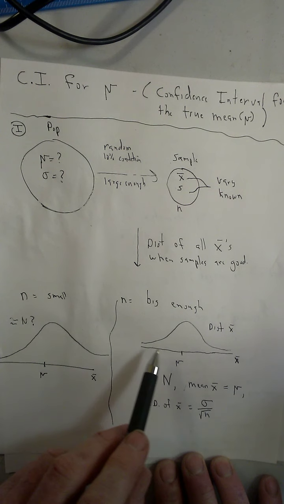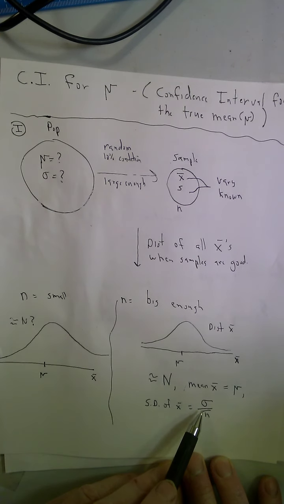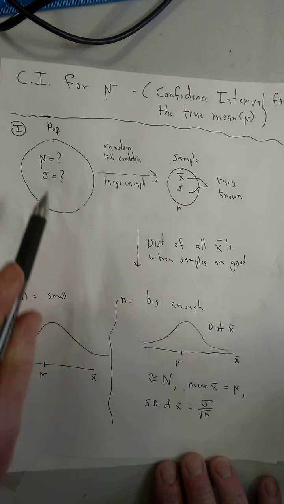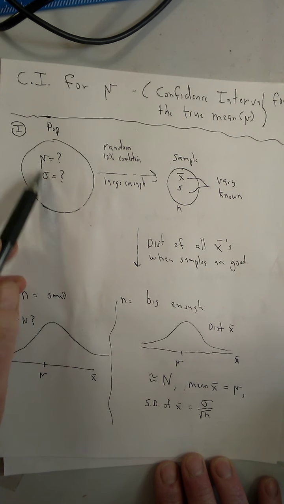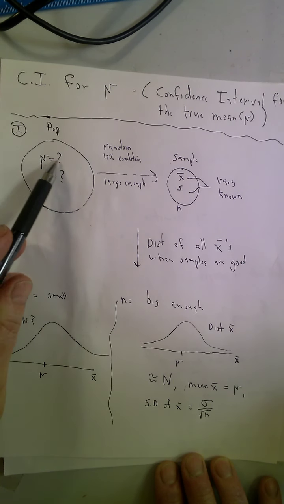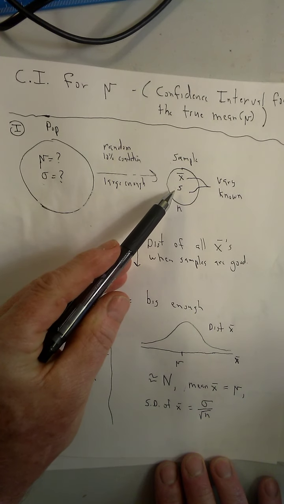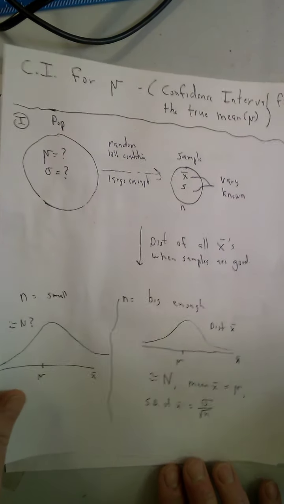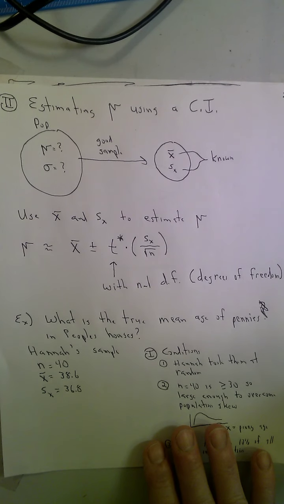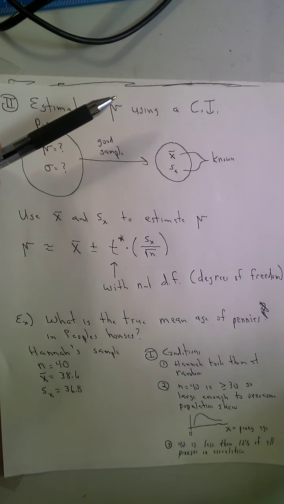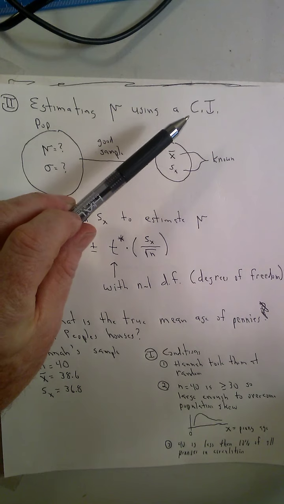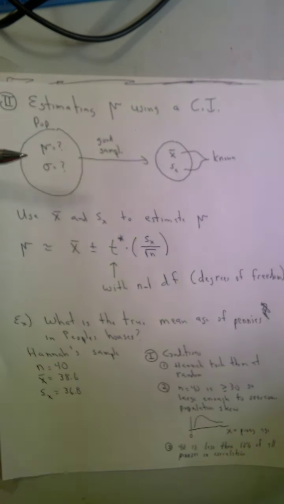The answer, as you know, is to make a confidence interval. So we're going to estimate the population average using a confidence interval. Try to estimate this. Take a good sample. Get those values. And then we can use X bar and S to estimate this.